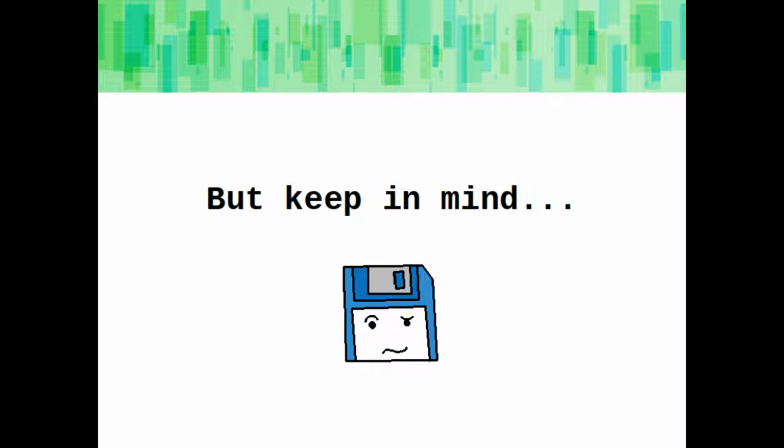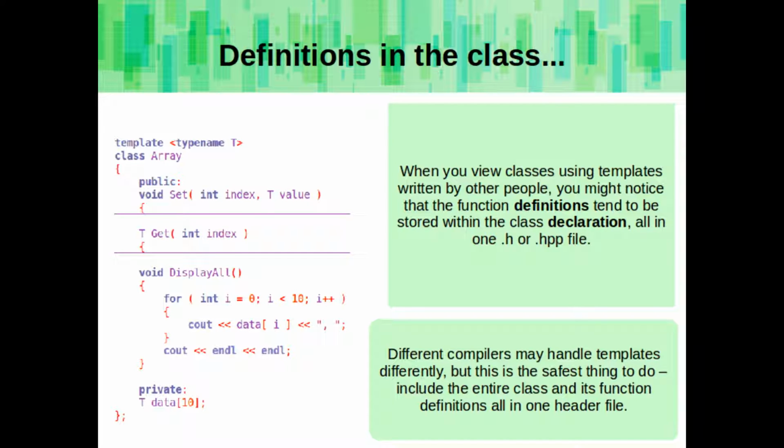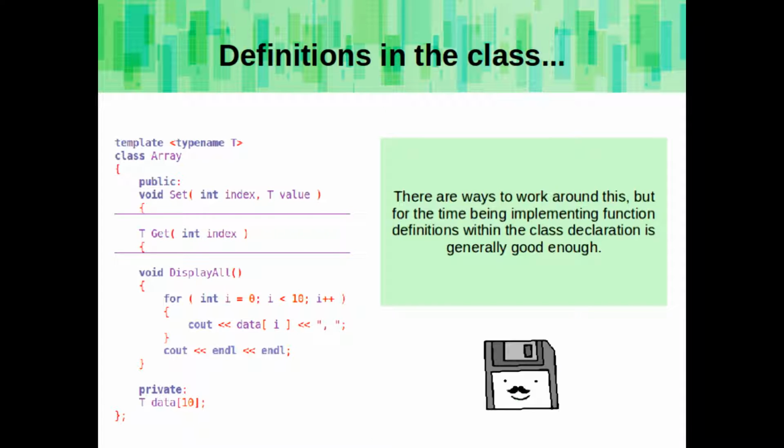But keep in mind, when you view classes using templates written by other people, you might notice that the function definitions tend to be stored with the class declaration, or all in one .h or .hpp file. Different compilers may handle templates differently, but this is the safest thing to do. Include the entire class and its function definitions all in one header file. There are ways to work around this, but for the time being, implementing function definitions within the class declaration is generally good enough.